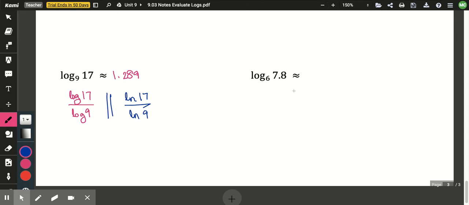All right, so one more like that. We've got log base 6 of 7.8. Now that you've seen how to get that in the calculator, it'd be a really good idea to pause your video and see if you can get the correct answer there. I got 1.146.